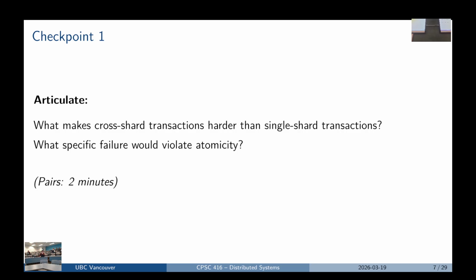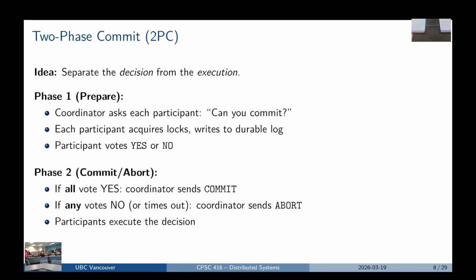So, what failure would violate atomicity? I think this is kind of an interesting reframing because we haven't really talked about it this way in the past, which is we're separating the decision from the execution. But that is, in fact, exactly what we do. That's what Paxos does. Learners are the executors. Deciders are the proposers and the acceptors, technically the acceptors.